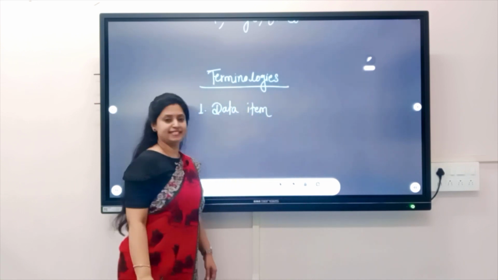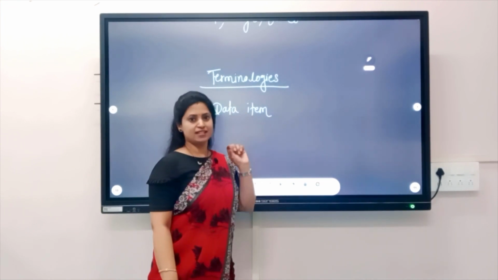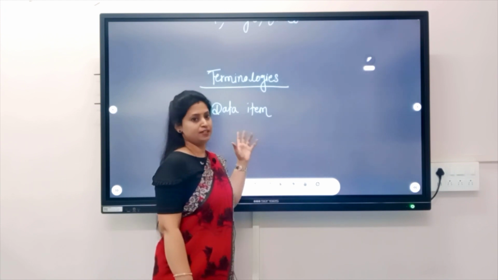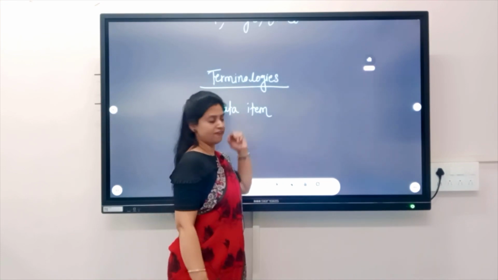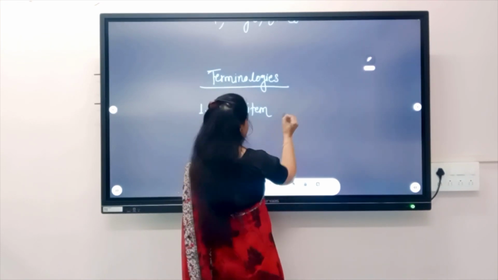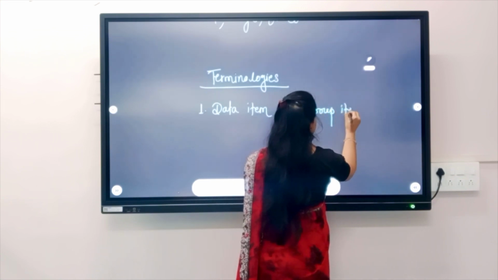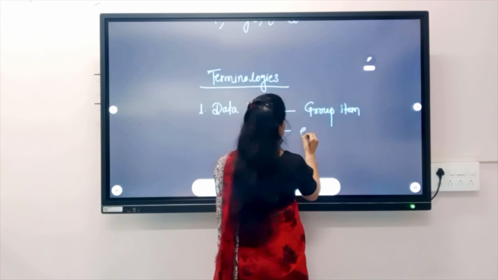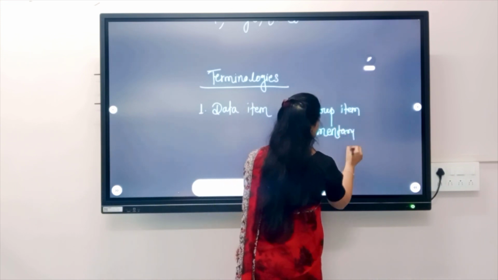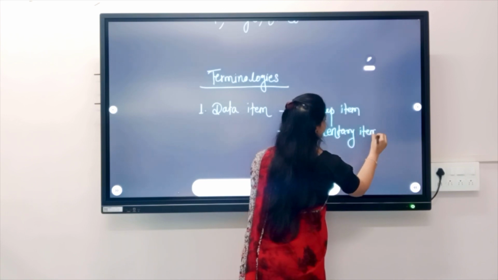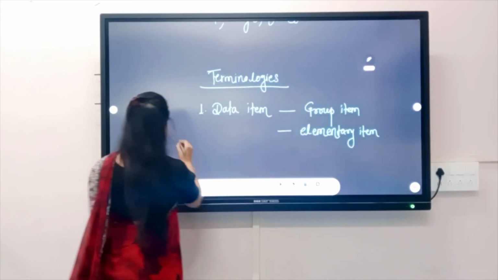The first one is data item, which we have already seen. A data item can be a single value, or a set of different values. Here it can be divided into two parts. The first one we'll consider is the group item, and the second one is the elementary item. To explain this in detail, we'll consider one example.